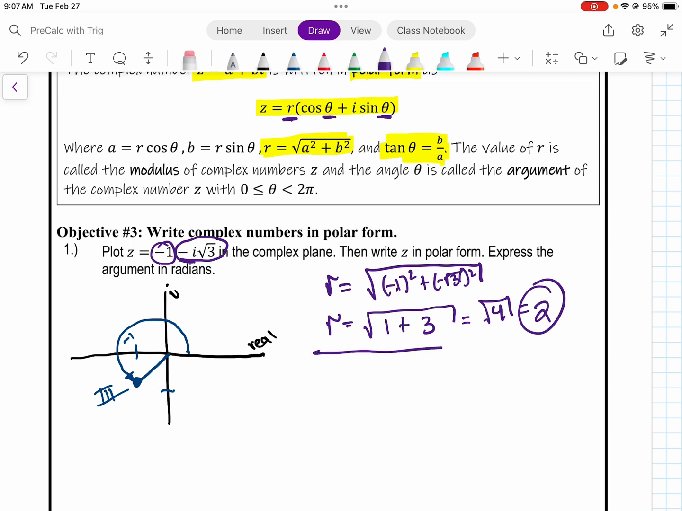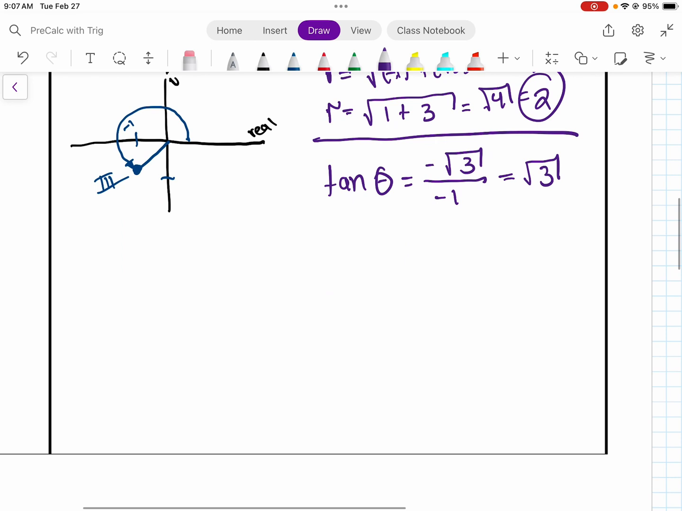Then we've got to find tangent. Well, tangent of theta is equal to b divided by a. In this case, b is negative radical 3 divided by a, which is just -1. If we simplify this, this is just radical 3. All right. Well, the question is, what should theta be so you get tangent theta equaling radical 3?